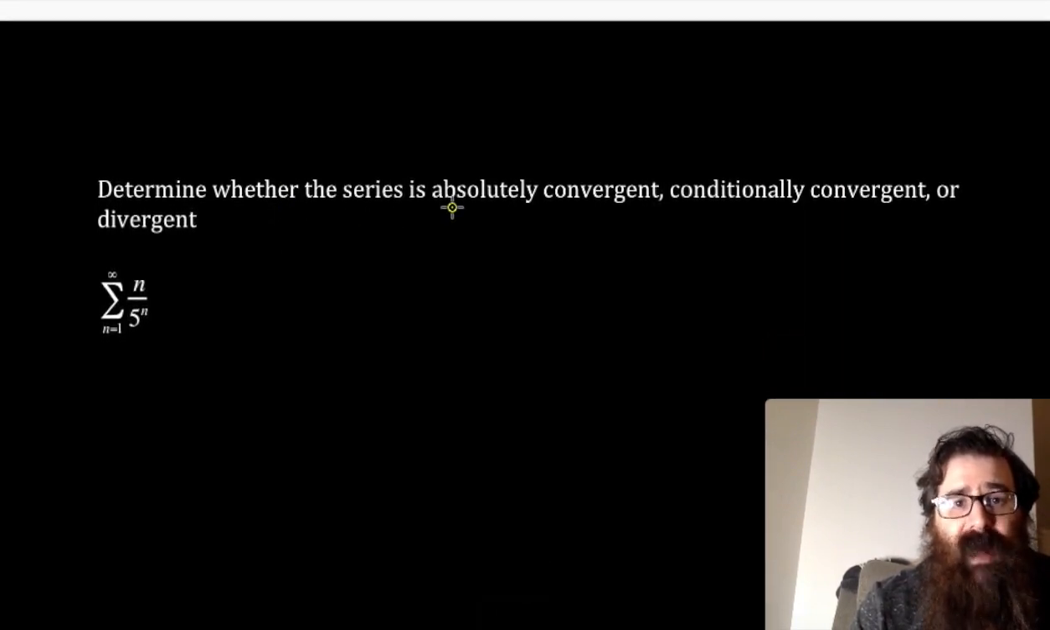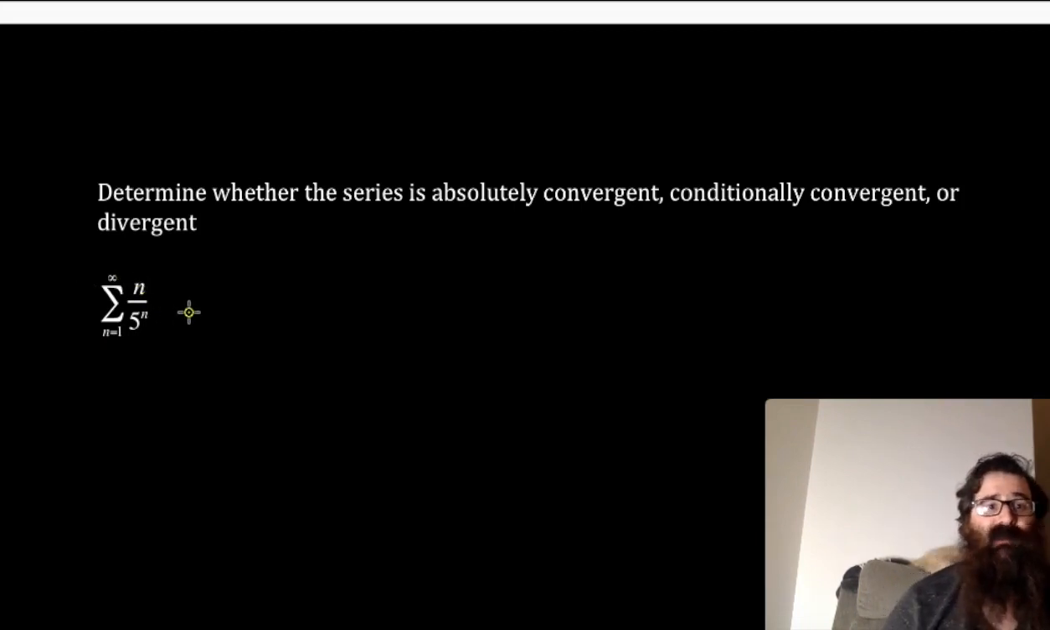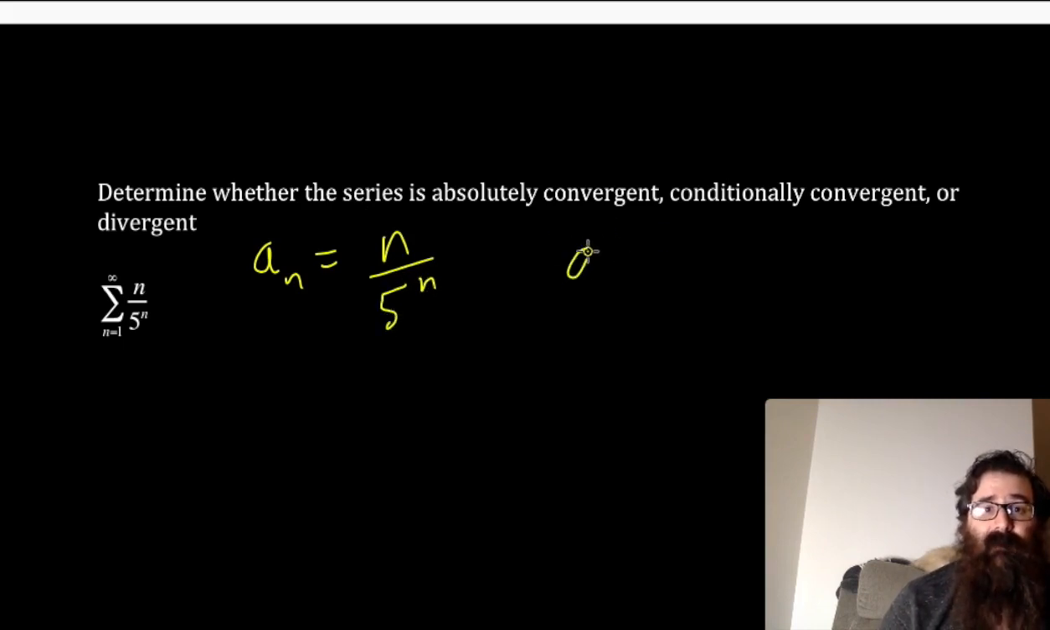Determine whether the series is absolutely convergent, conditionally convergent, or divergent. Now, what I'm looking at here is the sum from n equals 1 to infinity of n divided by 5 to the n. And what we're staring at is what we consider to be a sub n. So here I'm going to say a sub n is n over 5 to the n. But I'm also going to want to look at a sub n plus 1. Now, to find a sub n plus 1, all I want to do is substitute any mention of n with n plus 1.